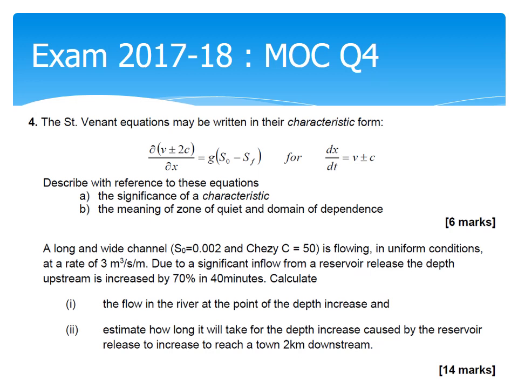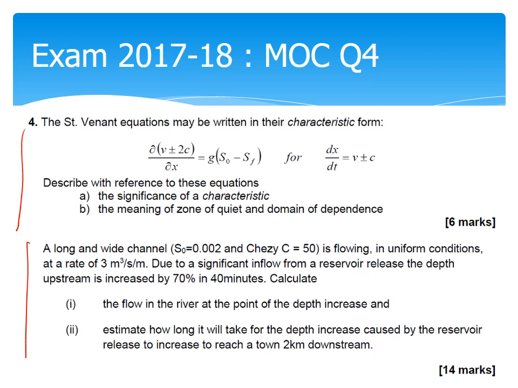Okay, now we're going to look at the exam question on the method of characteristics from the 2017-18 paper. This is quite a typical method of characteristics question in that it starts with a description of the Saint-Venant equations and the method of characteristics, and then it follows with a calculation part.